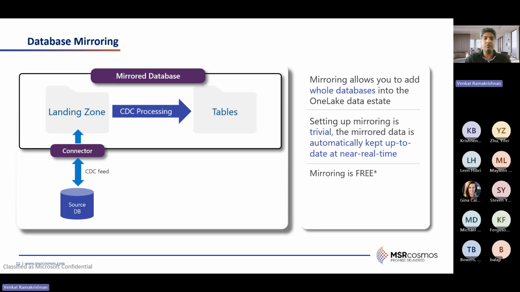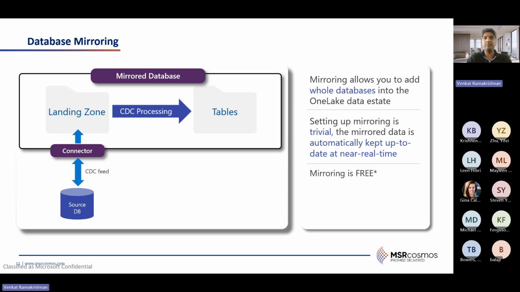There are two types of mirroring, which we'll be talking about in detail. One is database mirroring, or Oracle mirroring, wherein you can mirror the Oracle database or the tables. You can pick and choose the tables you want to mirror in an Oracle database and replicate the data over to the mirror inside Fabric.